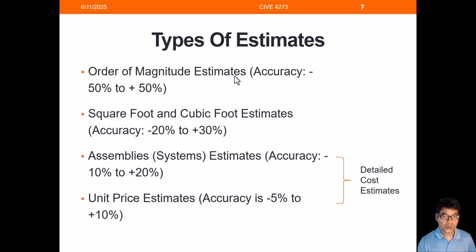The first 2 are typically used at the early phase of a project. Sometimes people call them conceptual cost estimates. The last 2 are detailed cost estimates, usually used for the project stage when the design is 100% done, so we can call them detailed cost estimates.